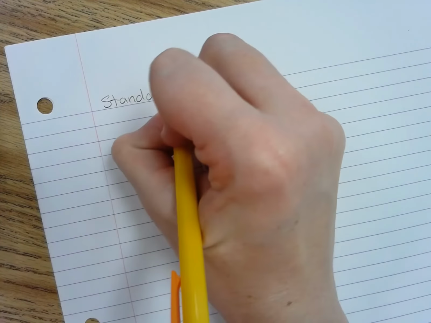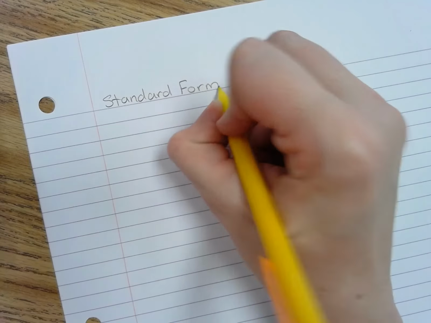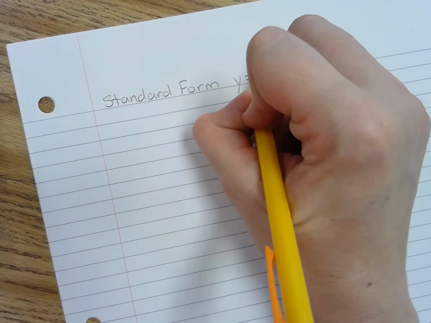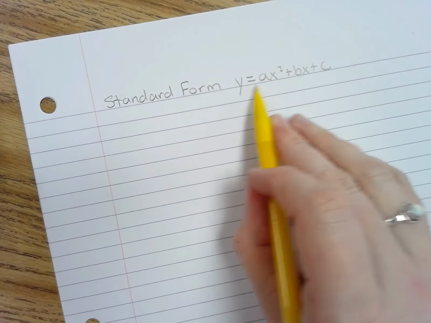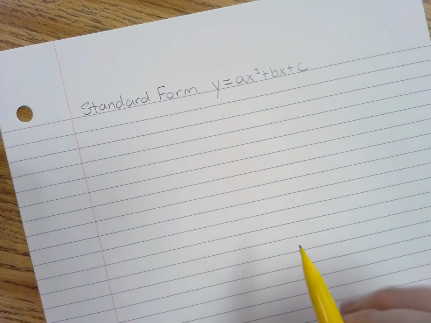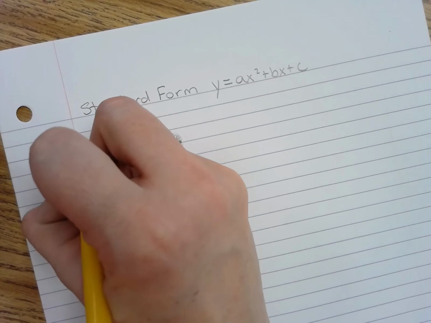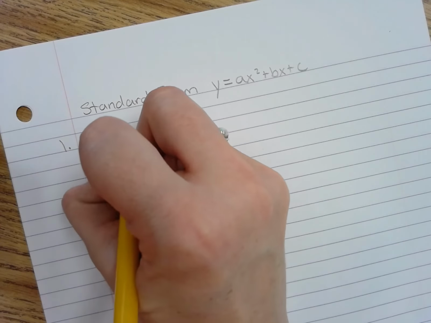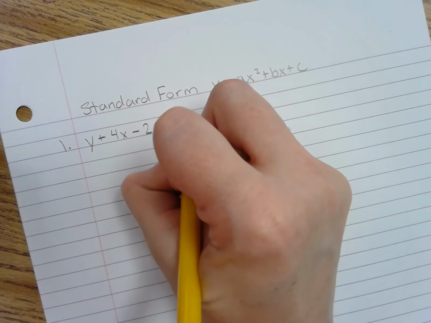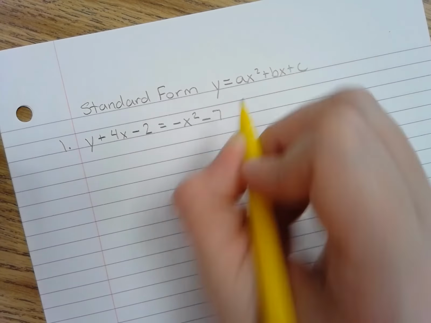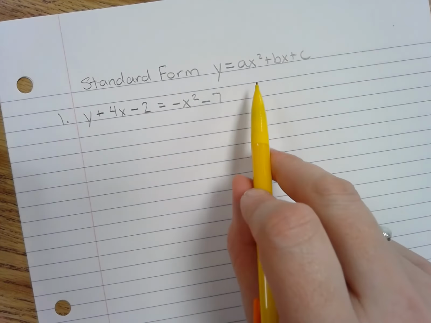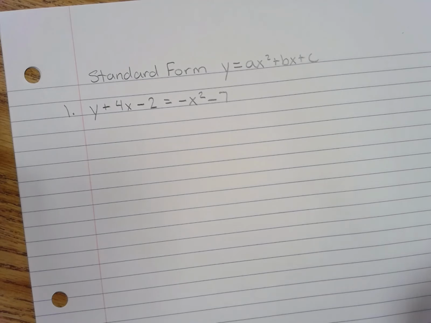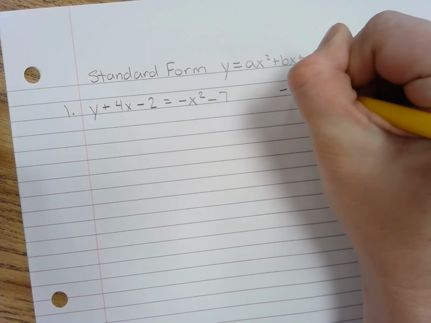So first of all, let's remember what standard form is. For quadratic functions, we should see y equals ax squared plus bx plus c. So these are the type of equations we're going to be working with today. For example number 1, we have y plus 4x minus 2 equals negative x squared minus 7. Well, right off, this does not look like that standard form. So we might have to do some work with that. All we will have to do is solve for y.